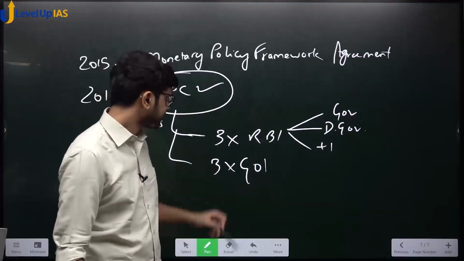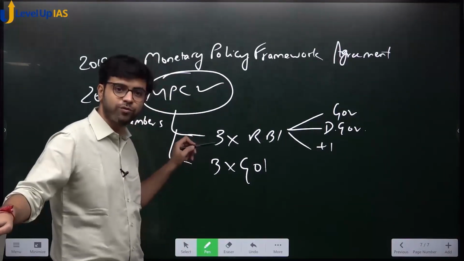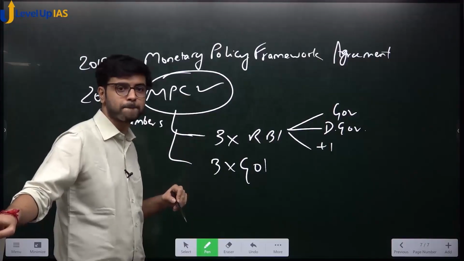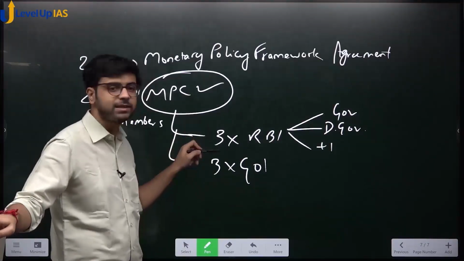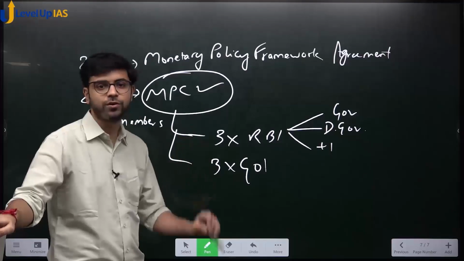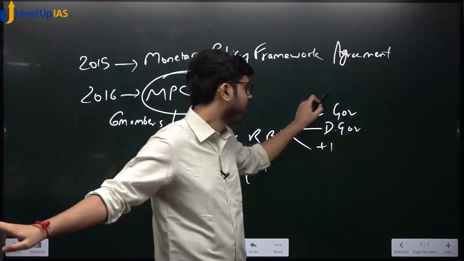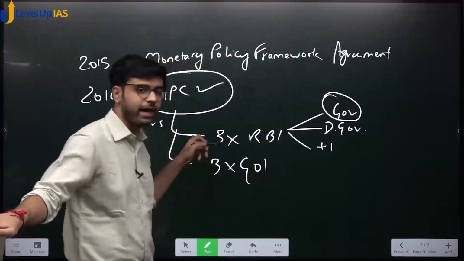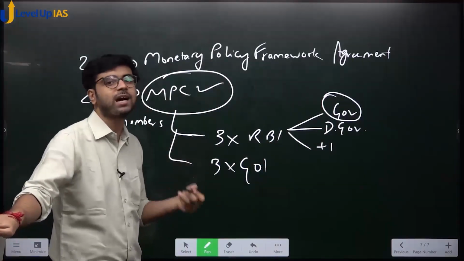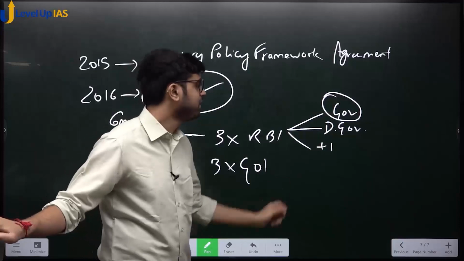Now, what if it is a 3-3 vote? What if there is an equality of votes? What do you think? 3 people say yes, we should do this. 3 people say no, we should not do this. The governor has a casting vote. The final vote lies with the governor. Only when there is a tie, the tiebreaker vote, which is called a casting vote, lies with the governor.